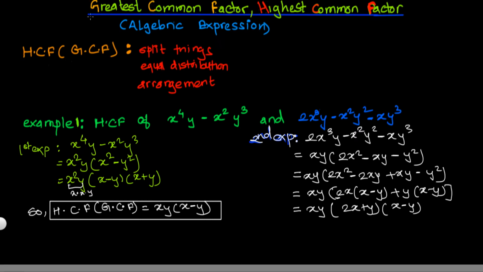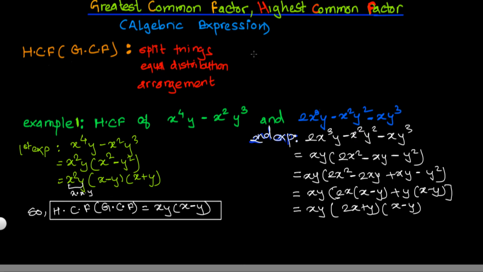In this video, we are going to talk about GCF, also known as greatest common factor, or H.C.F, highest common factor, of algebraic expressions. Later on, we are going to discover LCM, or lowest common multiple. First, let us start with H.C.F, also called GCF, greatest common factor.